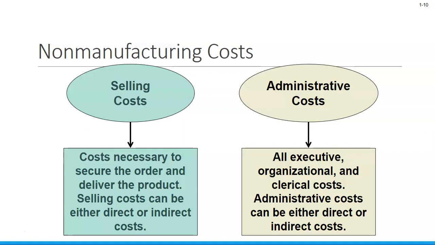Non-manufacturing costs are selling and administrative costs. So these are all the costs necessary to sell and market our materials, our administrative costs, such as human resources, information technology, the accounting department. Those are all administrative costs. They can be direct or indirect depending on what exactly our company is doing.